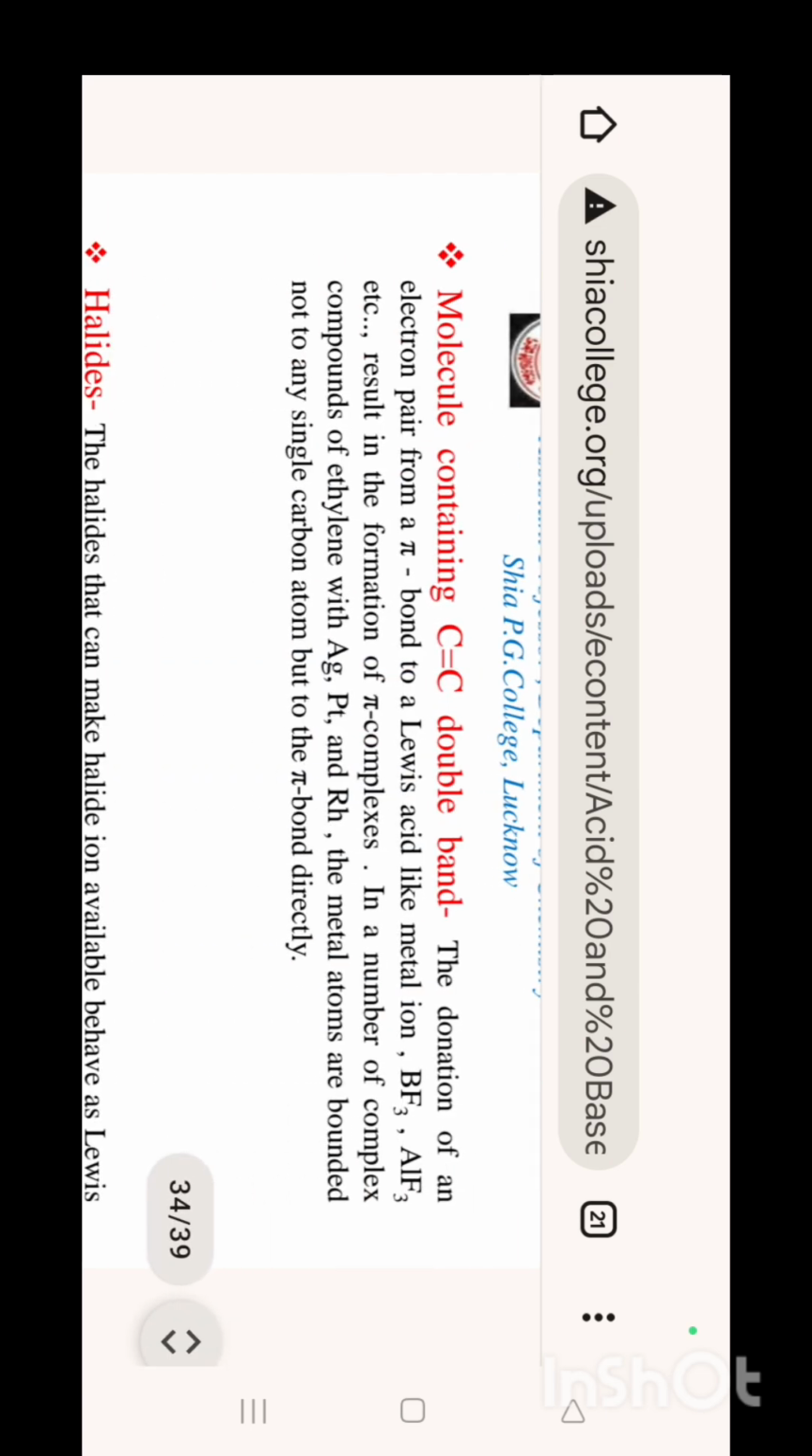Molecules containing a carbon-carbon double bond. The donation of an electron pair from a pi bond to a Lewis acid like a metal ion, BF3, AlF3, etc., results in the formation of pi complexes, and a number of complex compounds of ethylene with Ag, Pt and Rh. The metal atoms are bonded not to any single carbon atom but to the pi bond directly.